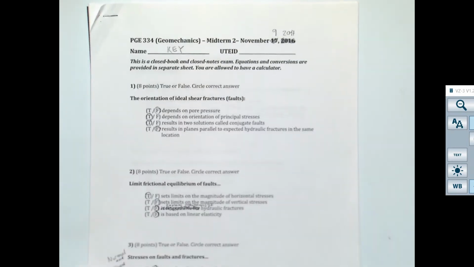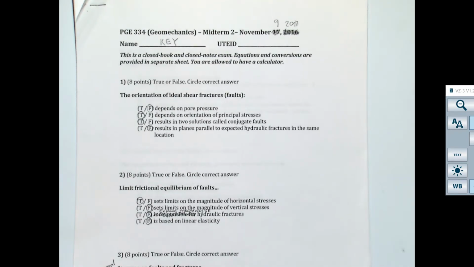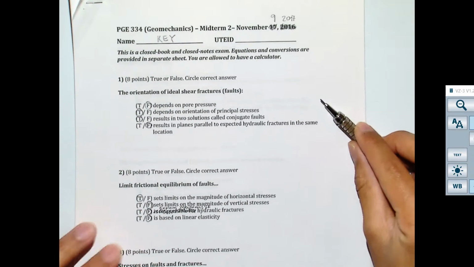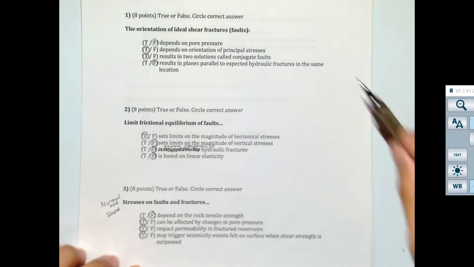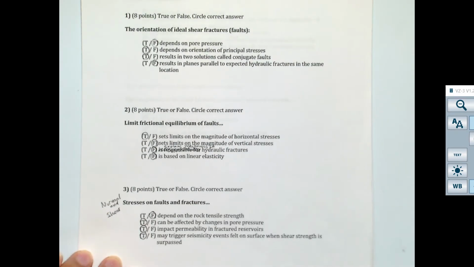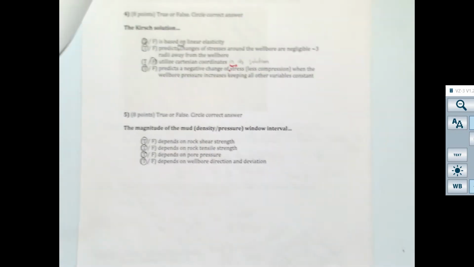So, conceptual part. Same as always. Do you have any specific question about this conceptual part? No? Okay, we'll go here.